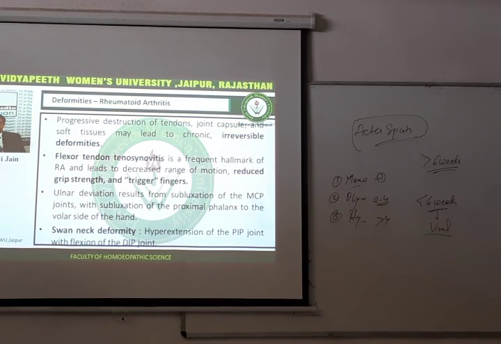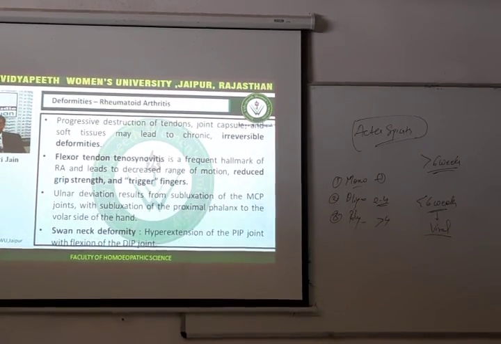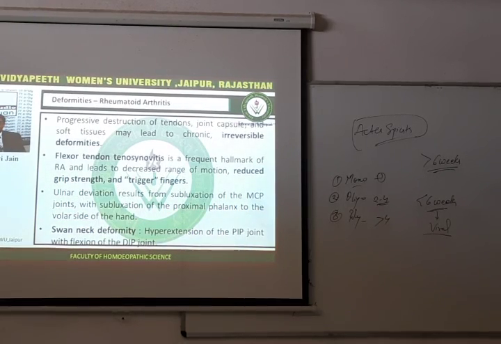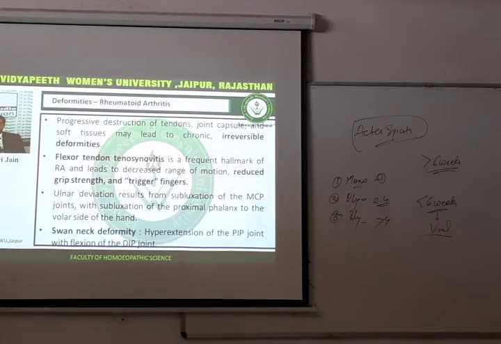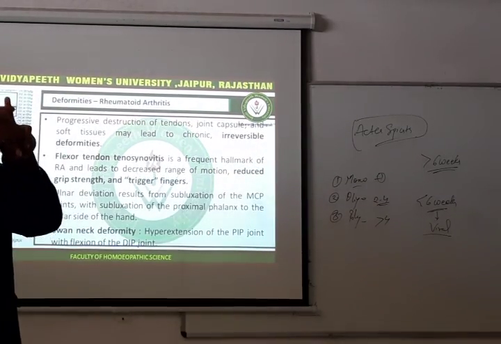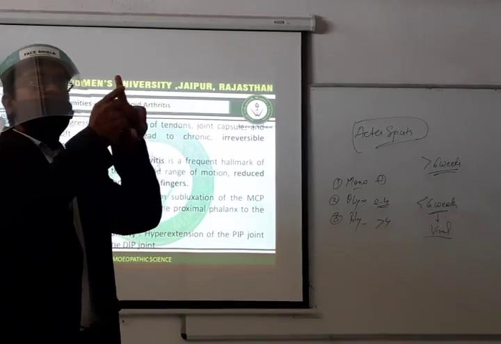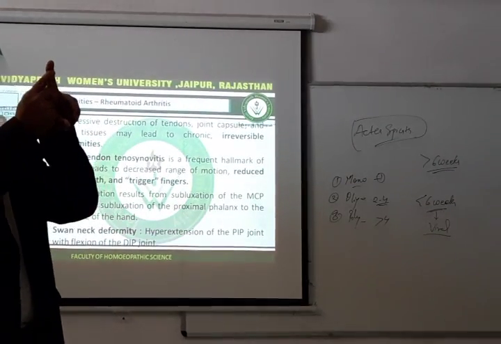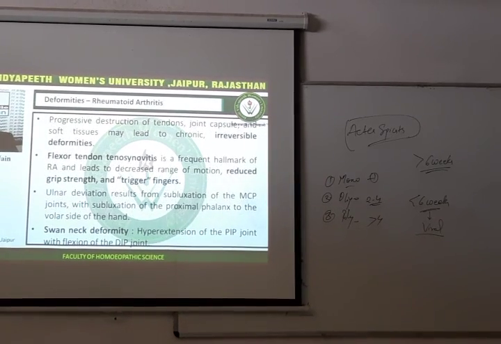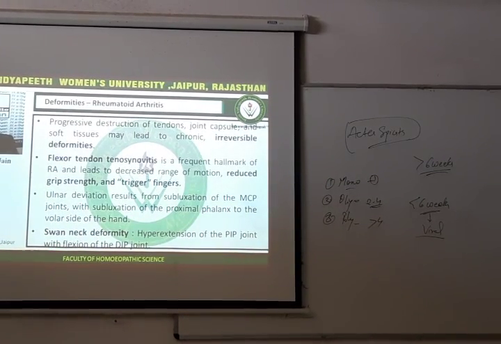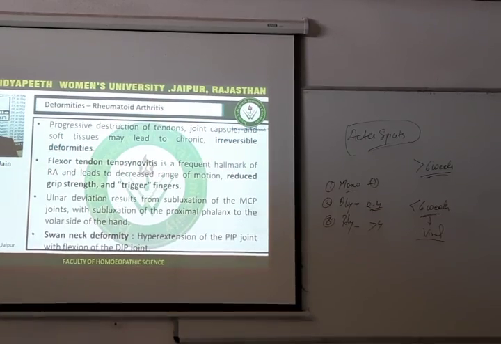Now we come to the swan neck deformity. What happens in swan neck deformity? There will be hyperextension of the proximal interphalangeal joint. This is the proximal interphalangeal joint. This will be hyperextended, and there is flexion of the distal interphalangeal joint. So you can do this like a swan: hyperextension at the proximal and flexion at the distal interphalangeal joint.